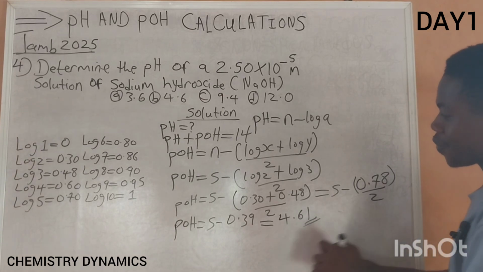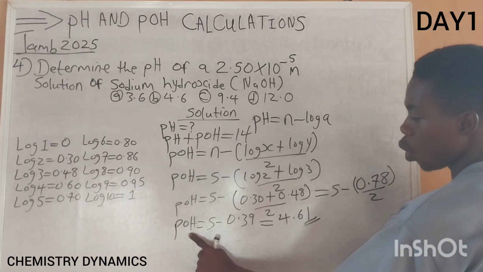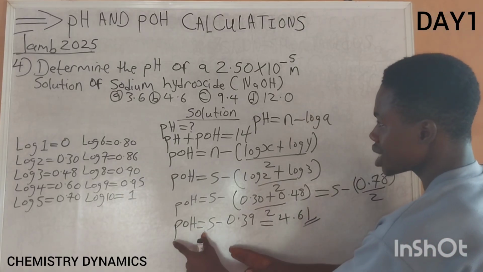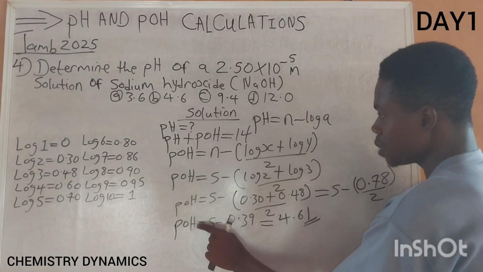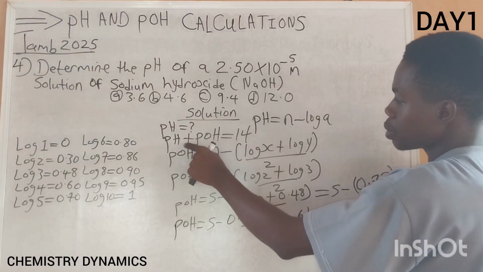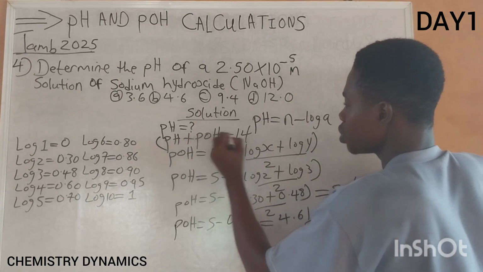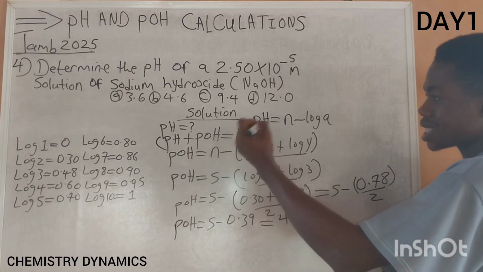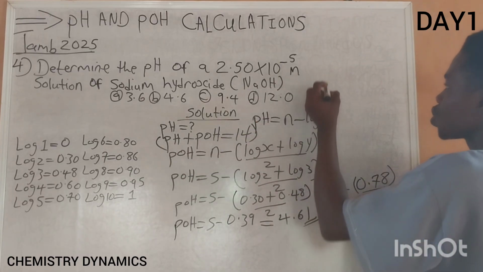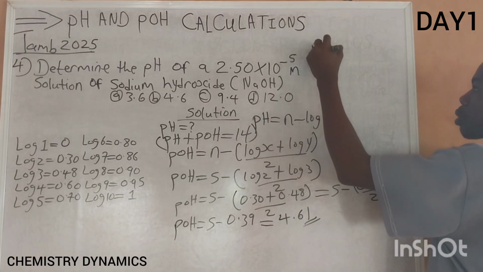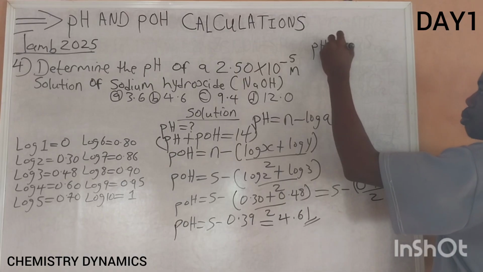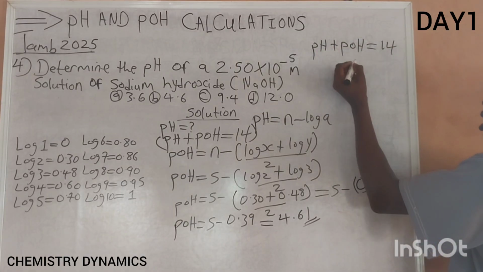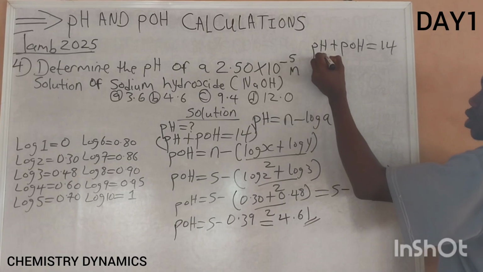So this happens to be the value for the pOH. pOH equals 4.61. Now, having got the pOH, let's substitute the value for this pOH into this formula, which happens to be pH plus pOH equals 14. Let's see if we'll get our pH correctly. So pH plus pOH equals 14. Are you following me? We are looking for our pH.